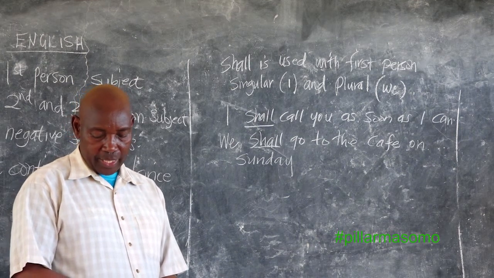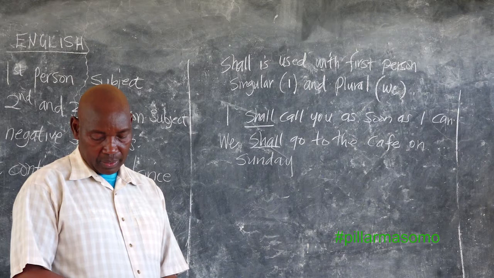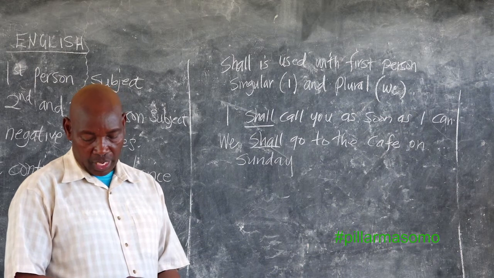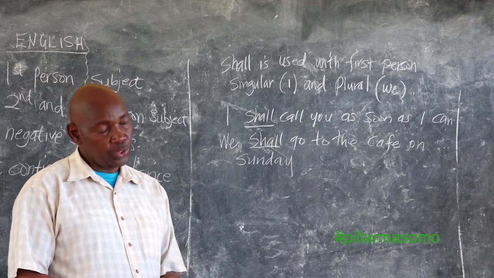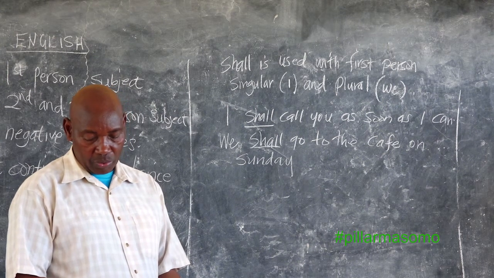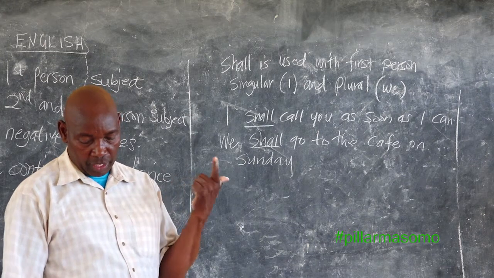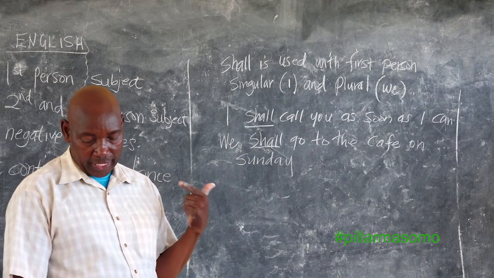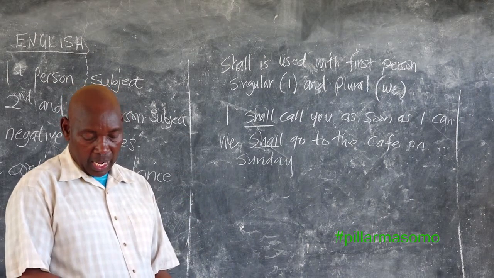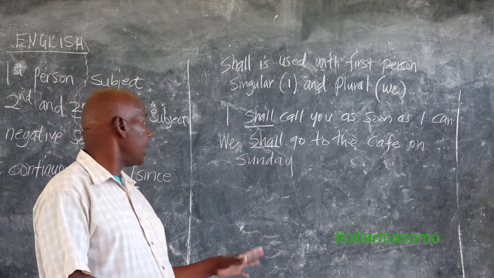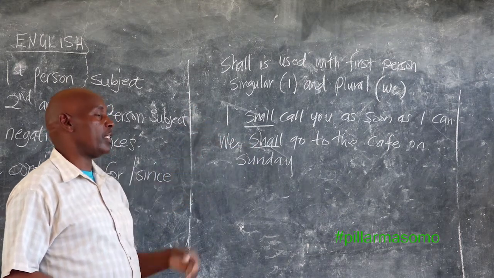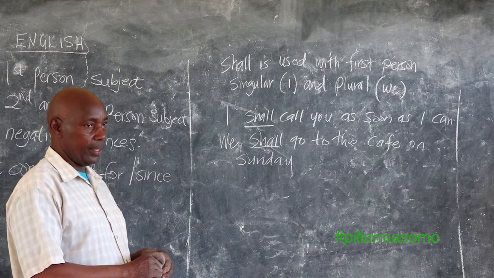We shall draw the curtains just now. We have not started, so we shall do it. We shall set the table in the afternoon. We can also set the tables in the afternoon. And we can draw the curtains just now. Having said that, you have seen that we can use shall to predict an activity which is to take place.